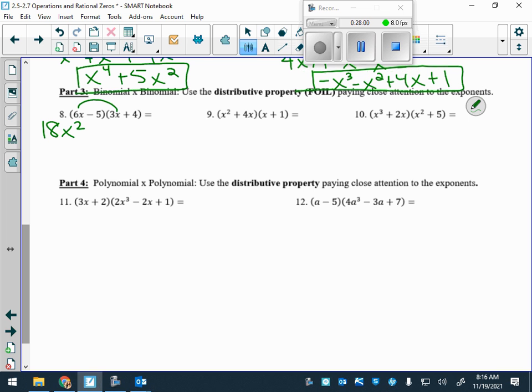Then we look at our outer. 6x times 4 is 24x. Then inner is negative 5 times 3x, negative 15x. And our last, negative 5 times 4 is negative 20. Then we're able to combine like terms. Okay, so what is my final answer?